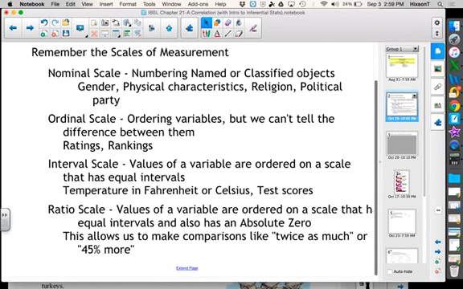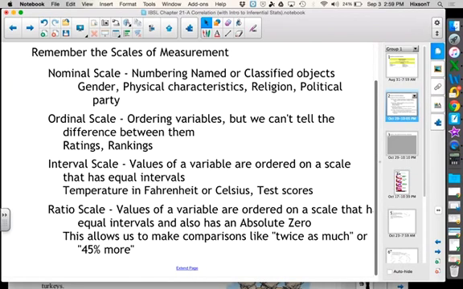So another example is temperature. If it's 40 degrees in Cleveland and it's 80 degrees out down here, I wouldn't say it's twice as hot, even though people do say that all the time. They say stuff like it's twice as hot here as it is there.